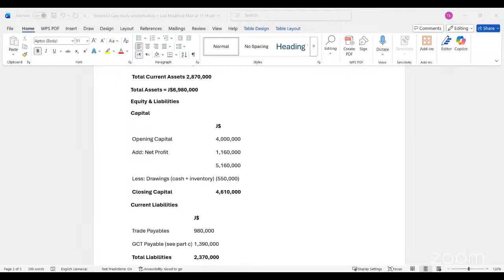Sir, quick question for the purchases. Should we deduct the amount the owner took before the GCT amount? Yes, yes. Okay. All right, just that information.